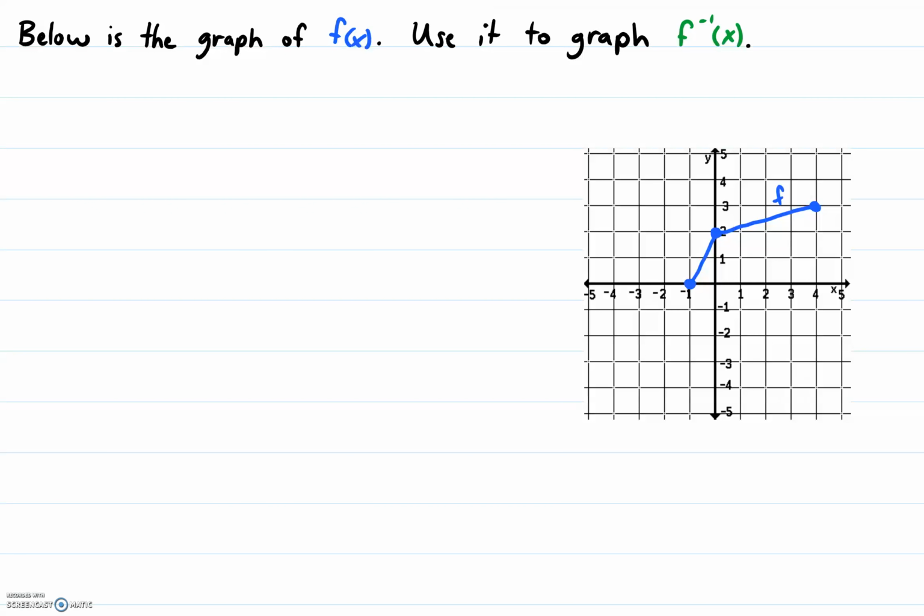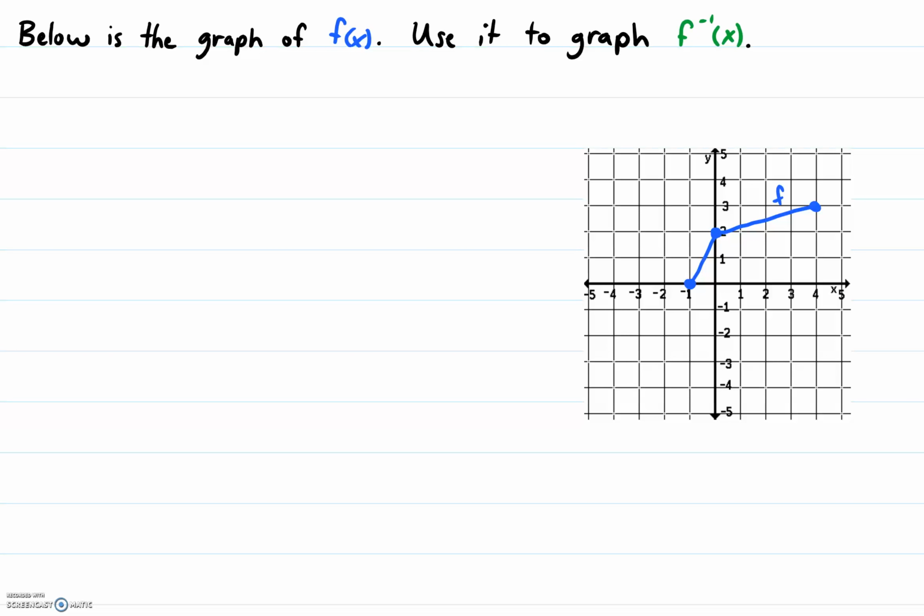In this video, we're going to talk about how to take the graph of a function and use that graph to figure out what the graph of the inverse of that function would be like. Specifically here in blue, we have the graph of f of x. You can see that this is really a piecewise function. It's like we've pieced together two different lines with varying slopes.